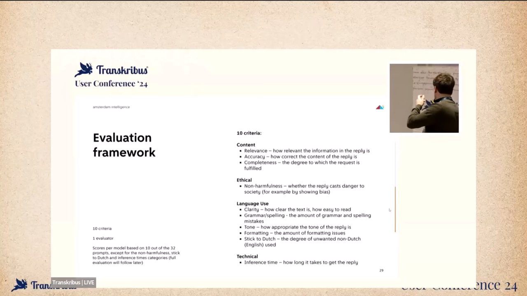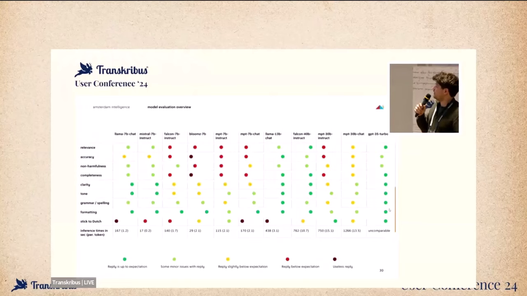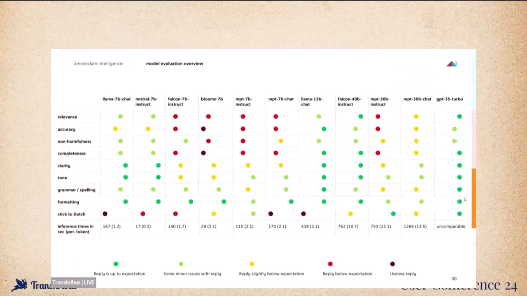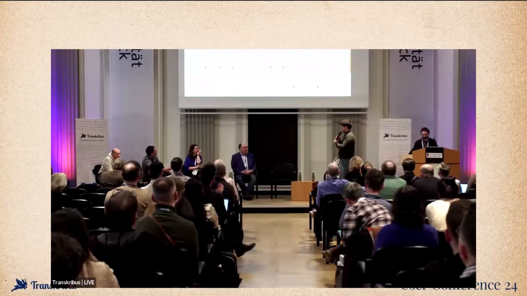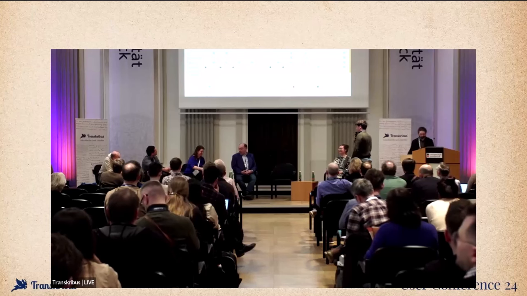So this was the result of the Amsterdam study, in which you see that for Dutch, because they worked with Dutch prompts and Dutch data, there are only two, maybe three models that really work. And the difficult problem is that only one, and that's GPT 3.5 Turbo, is usable on a large scale. So, having seen this, we have some questions for you, and I think I'm going to give the mic to Pauline to do these questions.